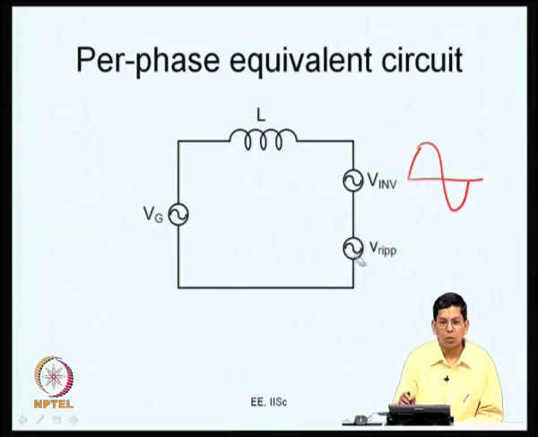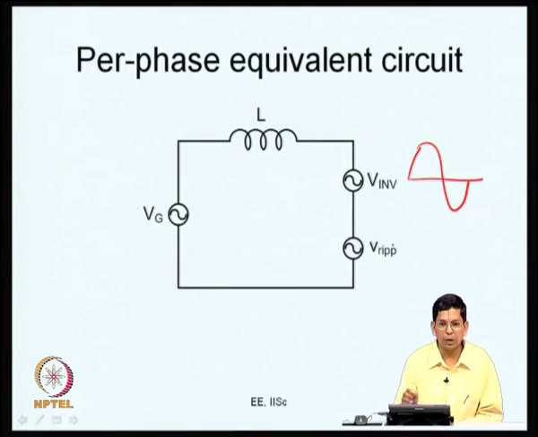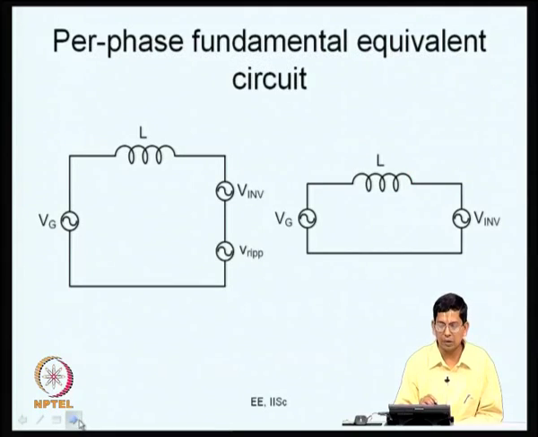So, it is a non-sinusoidal waveform and this is the sinusoidal part. The actual waveform minus the sinusoidal part is your ripple voltage. I can split it up into V inverter plus ripple voltage. This is the fundamental part and this is the ripple part. This is my equivalent circuit. I can use this equivalent circuit first to study the fundamental component. I just want to see how much fundamental current flows. So, the fundamental equivalent circuit is like this.